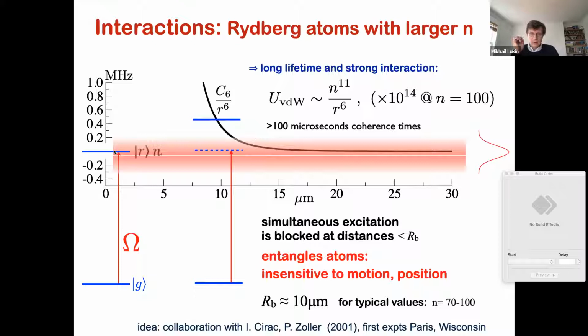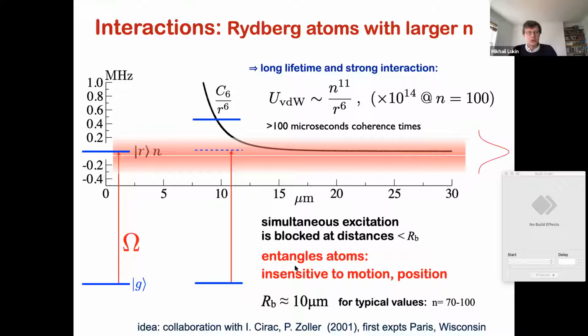So that's the phenomenon which is called Rydberg blockade. It basically means that simultaneous excitation of two atoms is blocked for separations smaller than this blockade radius, and it allows us to entangle atoms in a very robust way, in a way which is insensitive to motion, to the position of the atoms, et cetera.